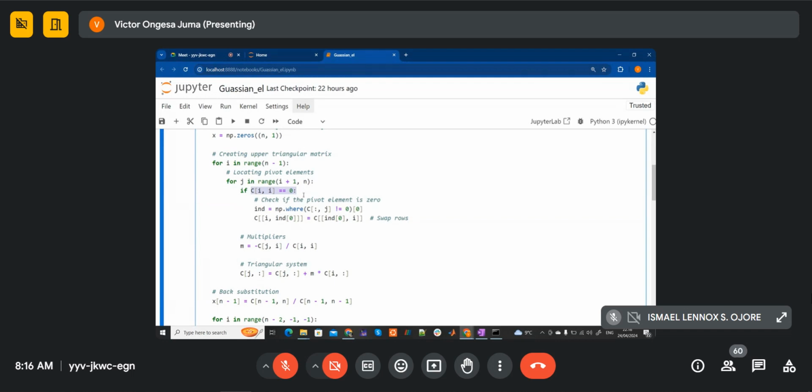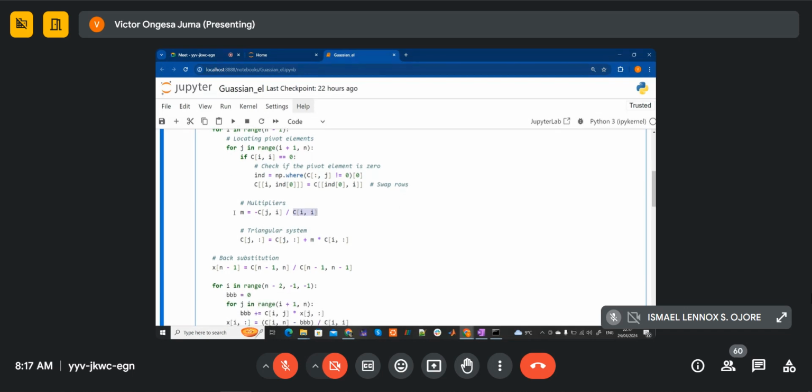Check if it's 0, then find the index of any element Cii along the same column which is non-zero, and then you swap that element with the first element, which is 0. So it will bring all the rows downwards. If you don't check this part, this code will still work. However, if you have any matrix with a 0 pivot element, then it will fail because you cannot divide by 0. That's what will happen.